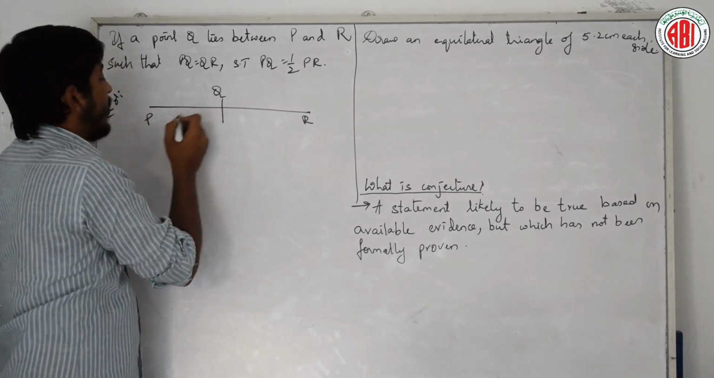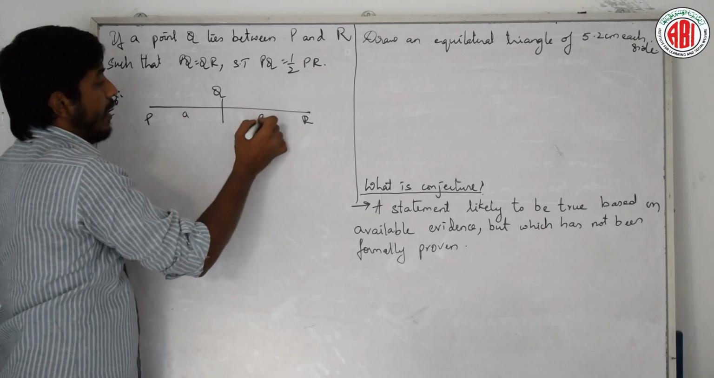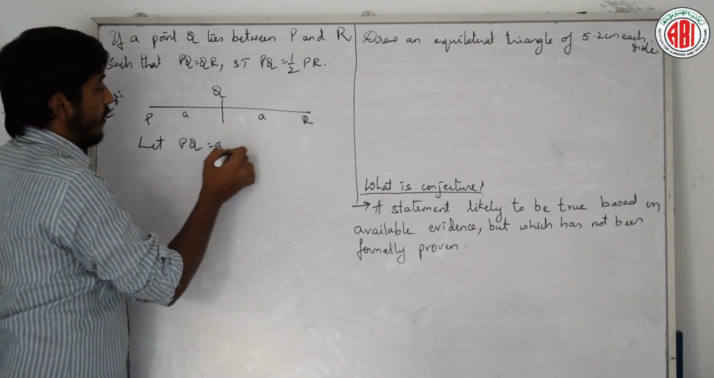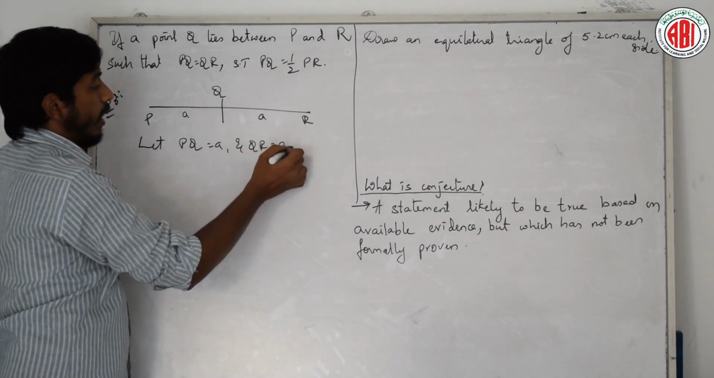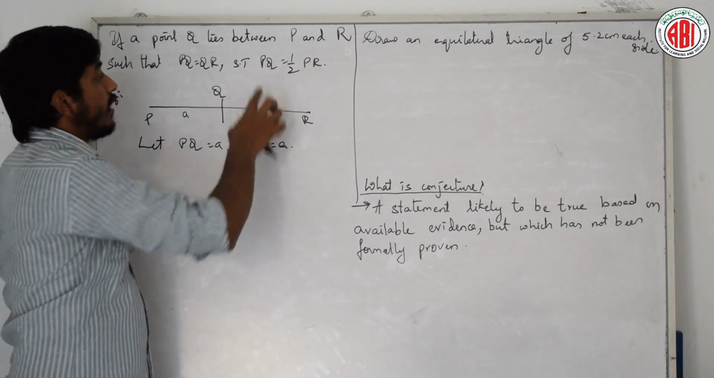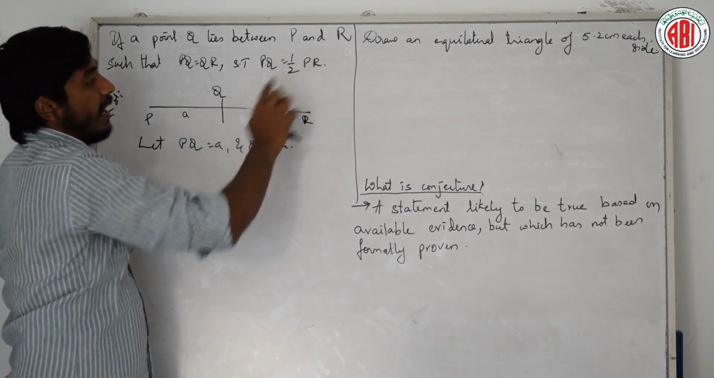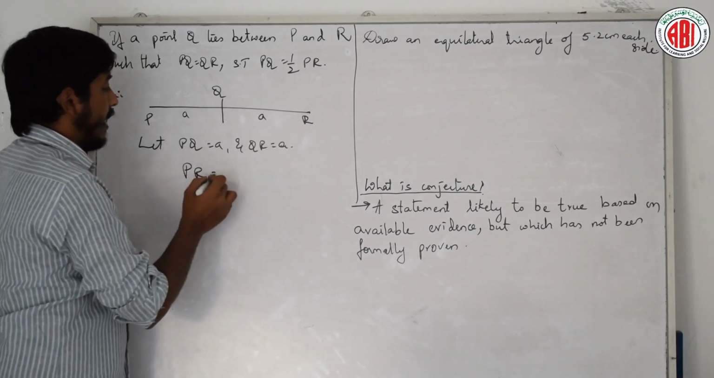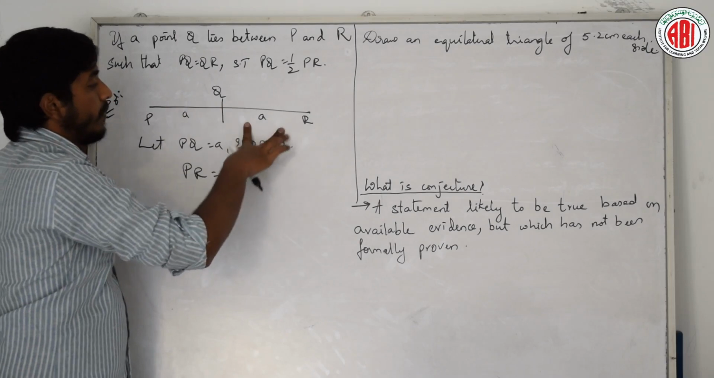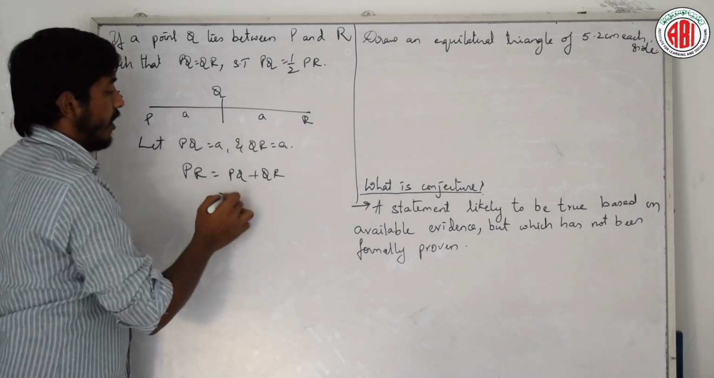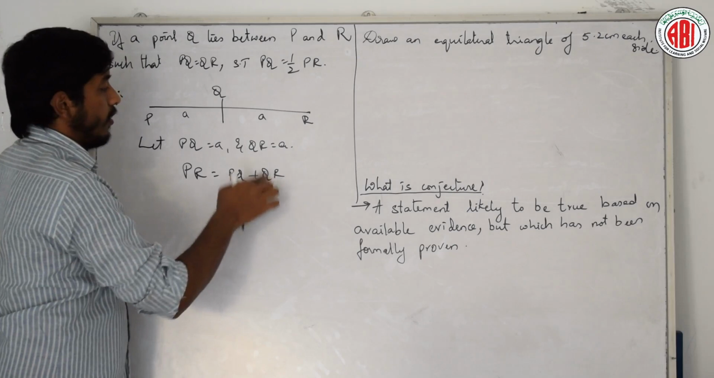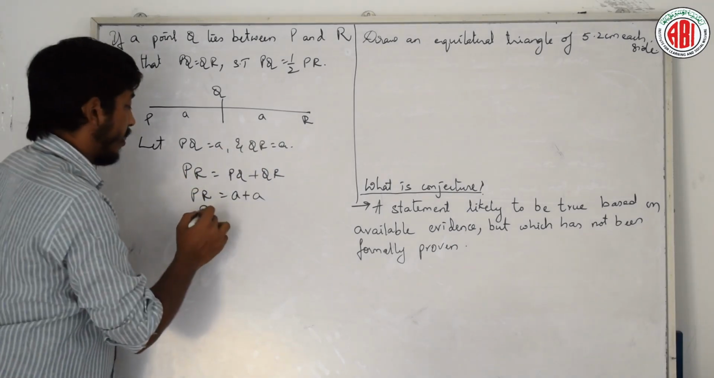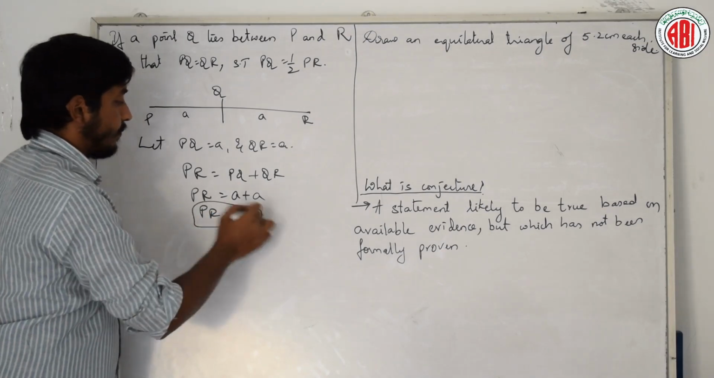Let us say PQ has some distance A, and QR has some distance A. Let PQ is equal to A, QR is equal to A. Is it fine? Now he is telling PQ is equal to half of PR. How do we write? First find PR. PR is PQ plus QR. What is PQ? A. Here also QR is A. Therefore PR is 2A.